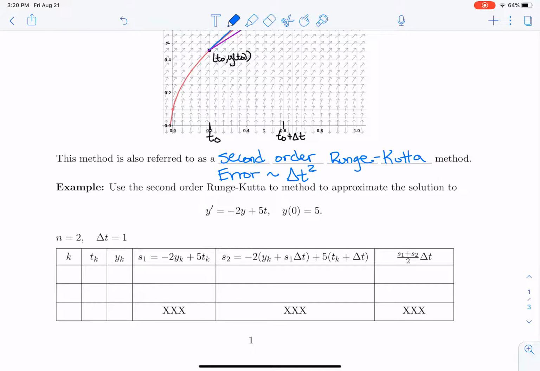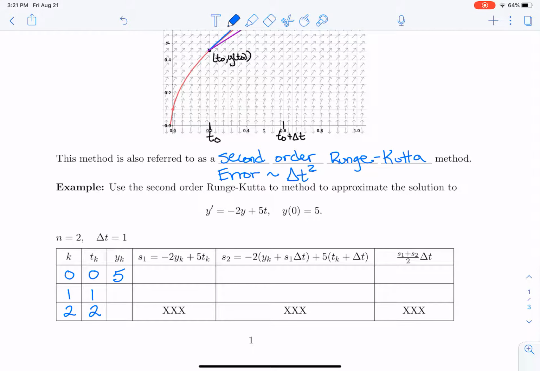Okay, so let's do the example that we did before with Euler's method. Let's do y prime equals negative 2y plus 5t, where y of 0 is 5. And what we're going to do is take 2 steps of the second order Runge Kutta method. Okay, so we're going to start with the 0th step, where time is starting at 0 and our y is initially 5. And then we want to take 2 steps. Okay, so the delta t in that case is 1. So we're going to move from time step 0 to 1, and then again to time step 2.